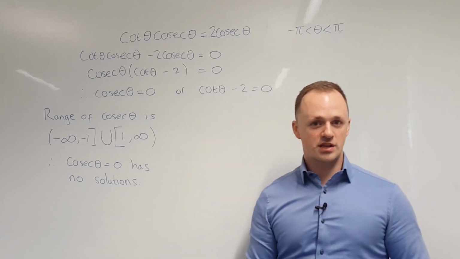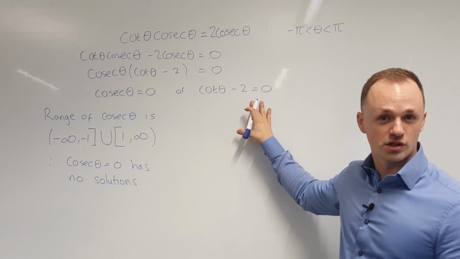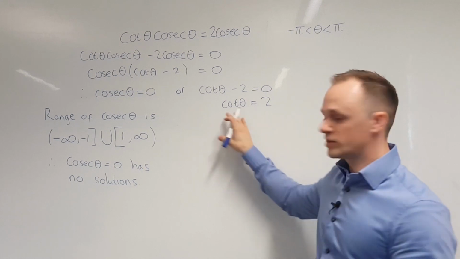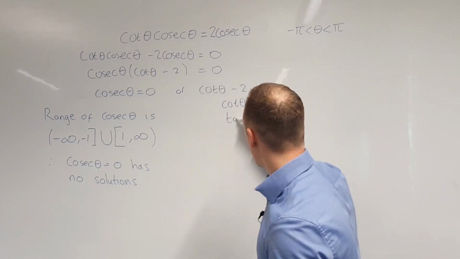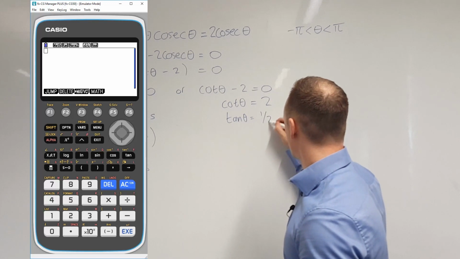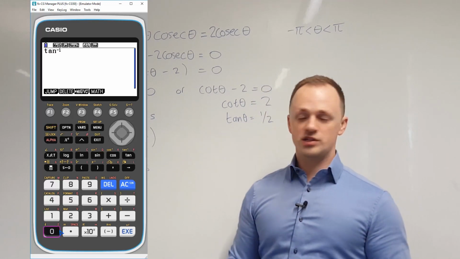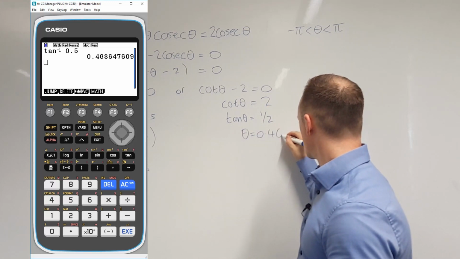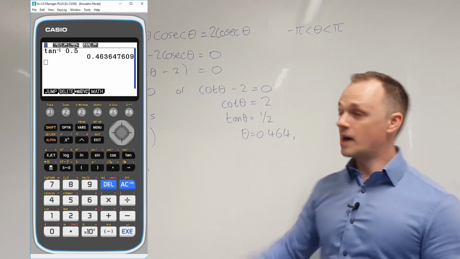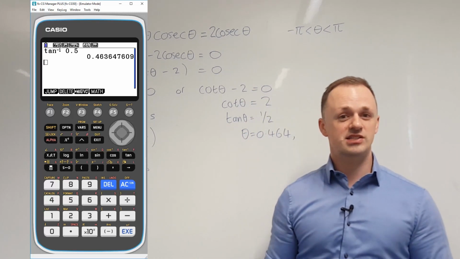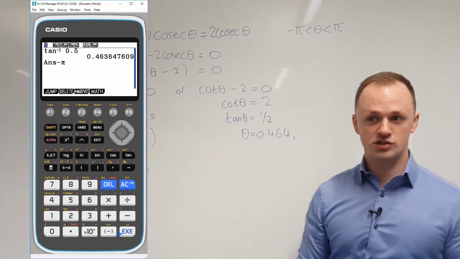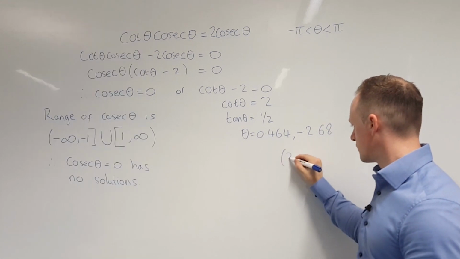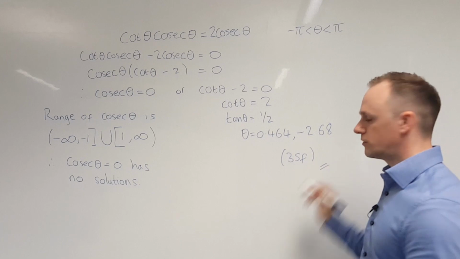Over here we've got cot theta minus 2 equals 0, so let's go ahead and get some solutions for this bit. We'll get cot theta equals 2. Then we can take the reciprocal of both sides to get tan theta equals 1/2. To find the principal solution, we can do inverse tan of 1/2. If we do that, we get theta equals 0.464. And because our range is minus pi, to get a second solution, we can subtract pi from this first solution, and that will give us minus 2.68. Both of those given to 3 significant figures.